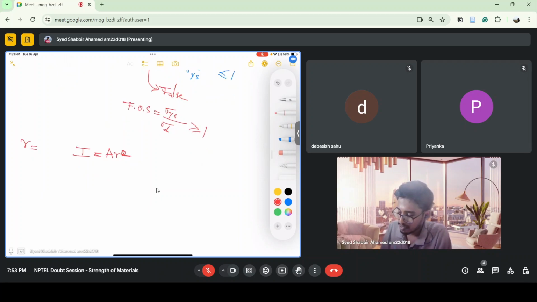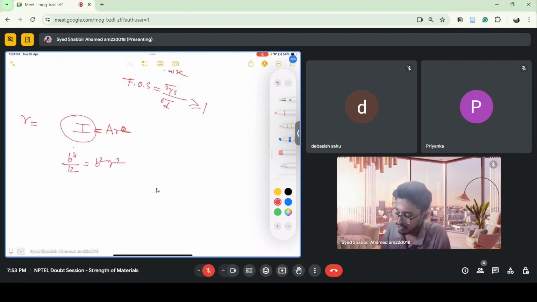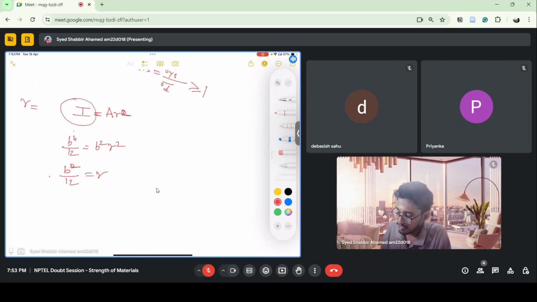If I want to find out the radius of gyration, let's say for a rectangular or a square section, I have I equals b to the power 4 by 12, and I know the area for a square is b square, and I have r square. So I know A and also I know I. So I get r square equals b square by 12, and r is the root of this. So this is my radius of gyration for a square section.